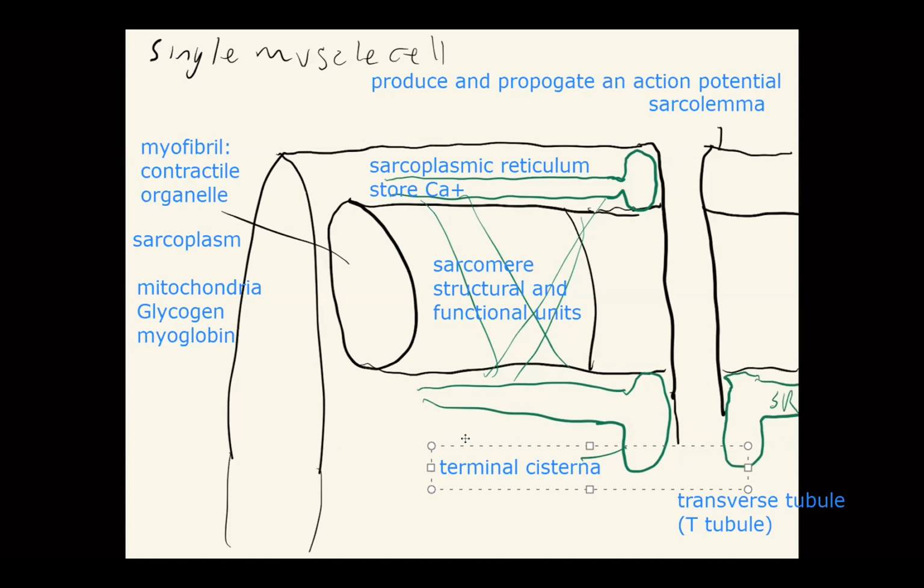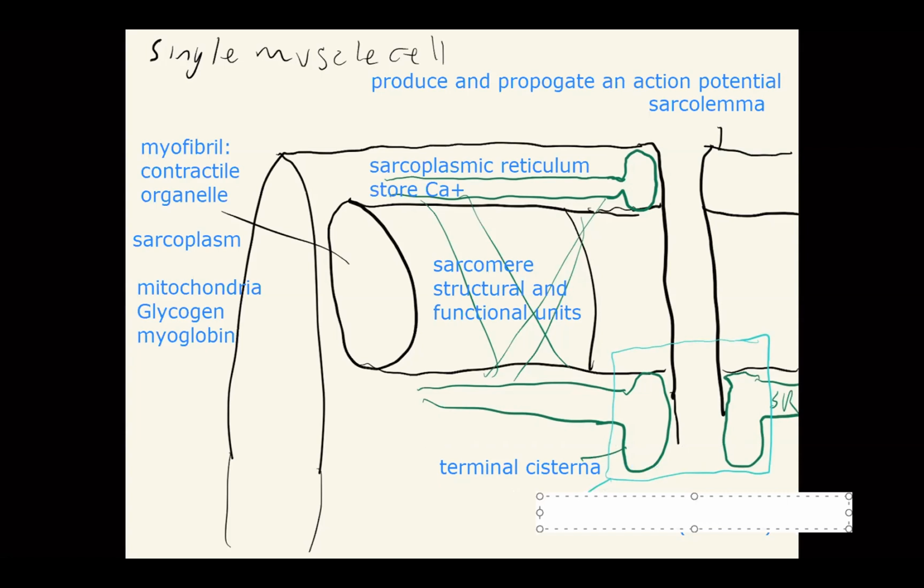And so notice what we have in this area. Two enlarged terminal cisternae and the one transverse tubule together, we give them a fancy name, and those three things together we call the triad. We call that the triad because it's three things. 1, 2, 3. Two terminal cisternae and the transverse tubule, collectively we call the triad.